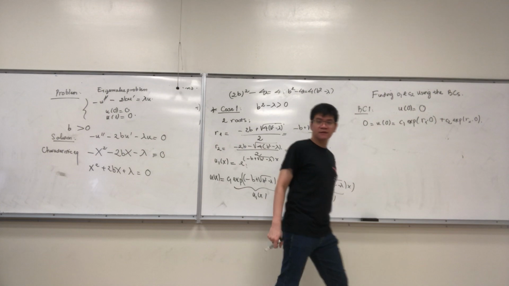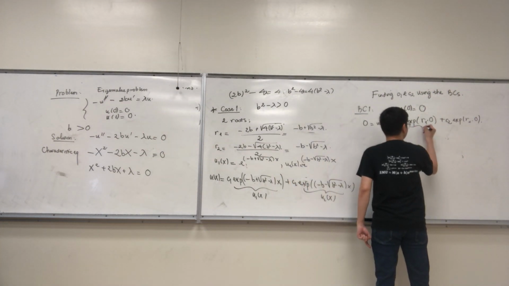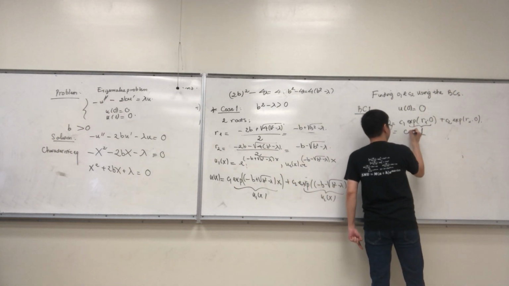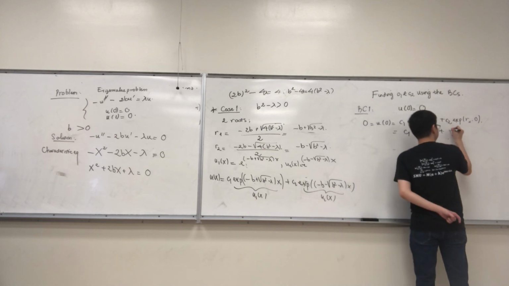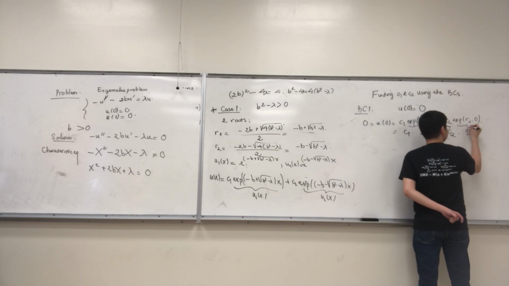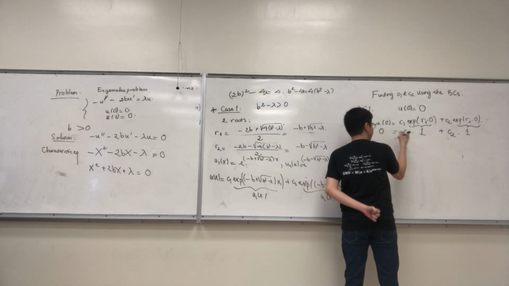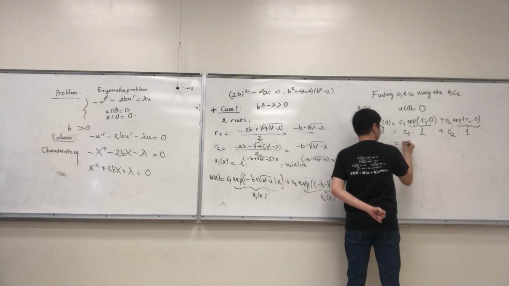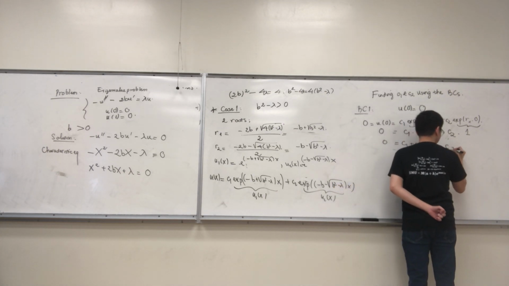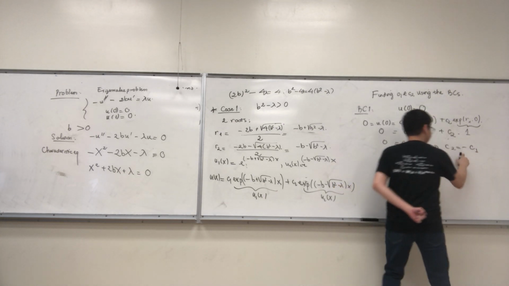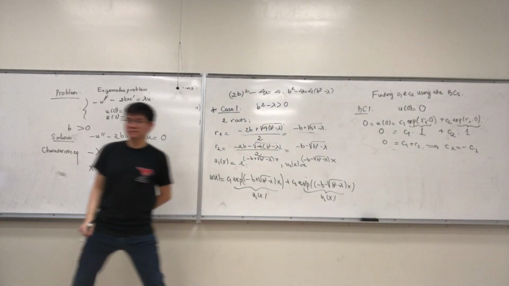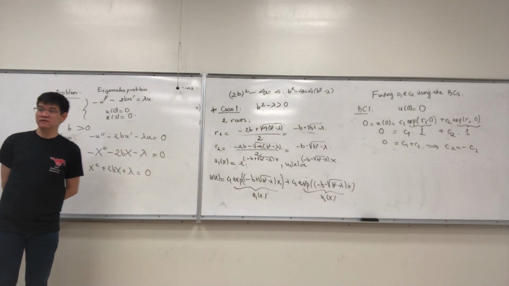Questions? So this is 1. So I have c1 times 1 plus c2 times 1. Alright? Which means that 0 is c1 plus c2. So in this case, I have c2 is minus c1. Alright? It's good? Questions?